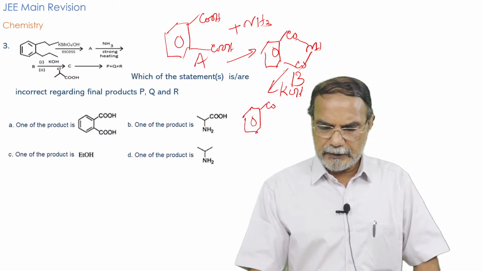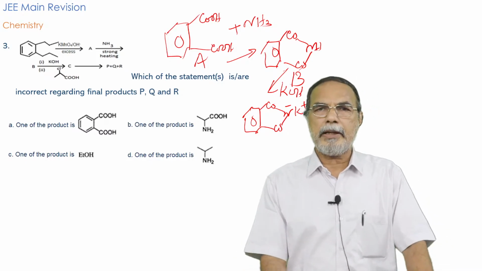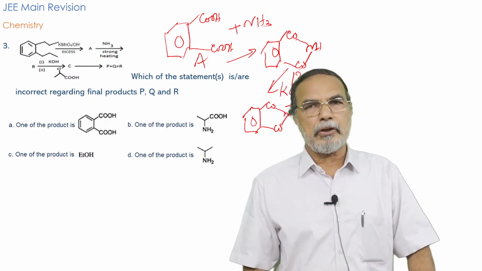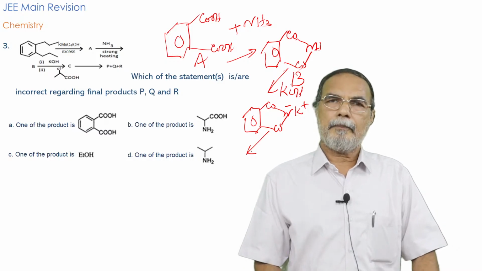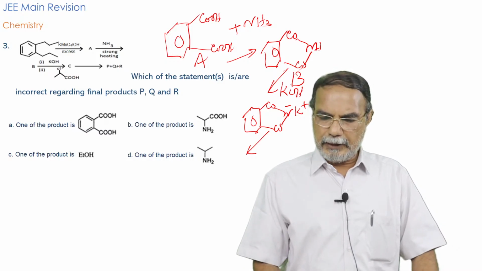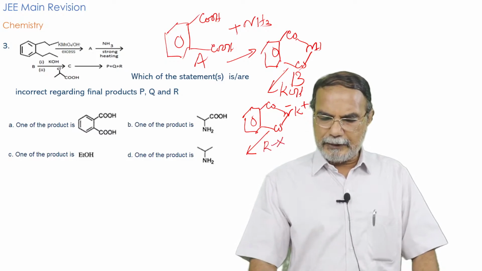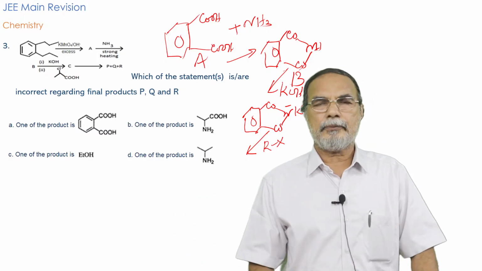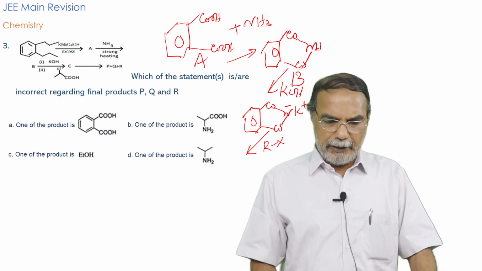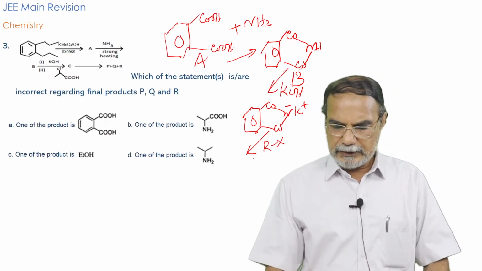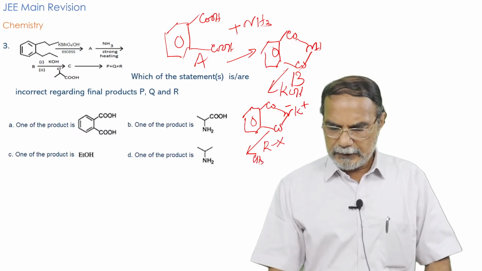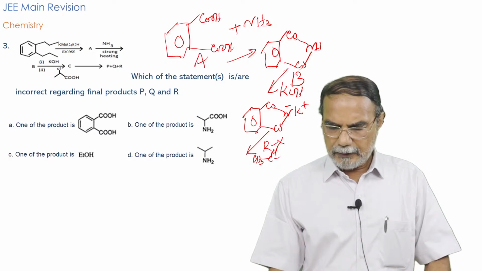So what is formed is the salt of phthalimide, N minus K plus. And this phthalimide salt will easily react with an alkyl halide, RX, and you will get the alkyl phthalimide, which on hydrolysis will form the primary amine. But here in the question, a simple alkyl halide is not given; what is given is an alkyl halide which also contains an acid group, COOH. But that doesn't matter.